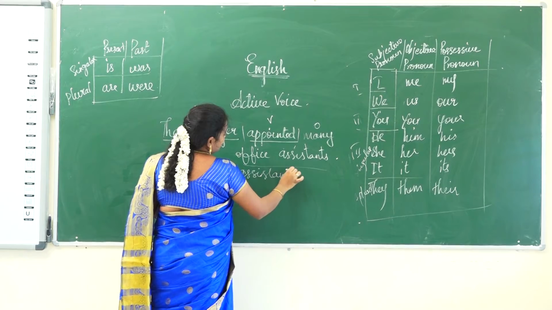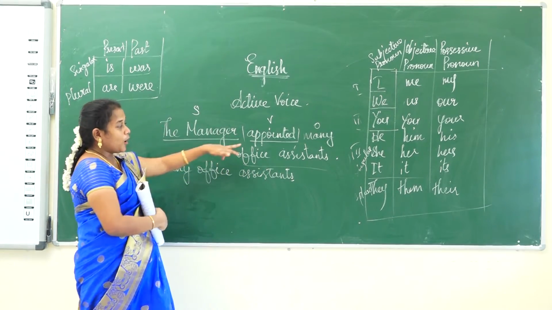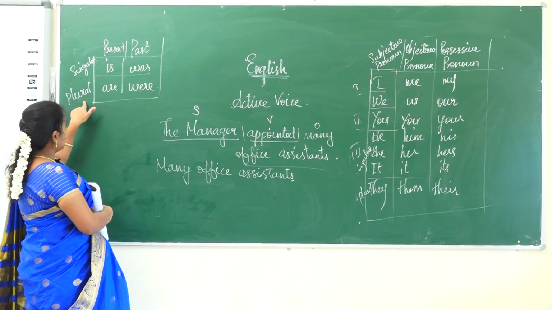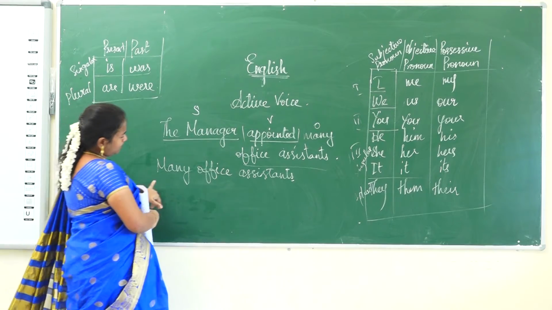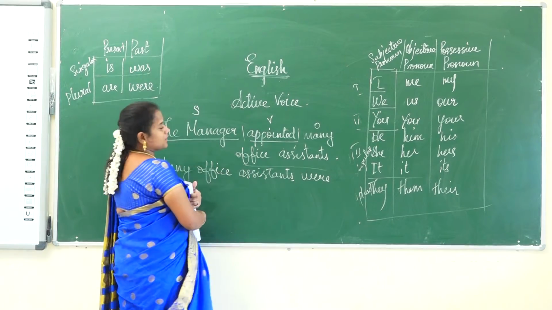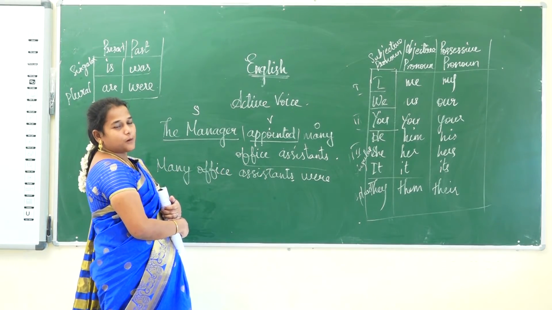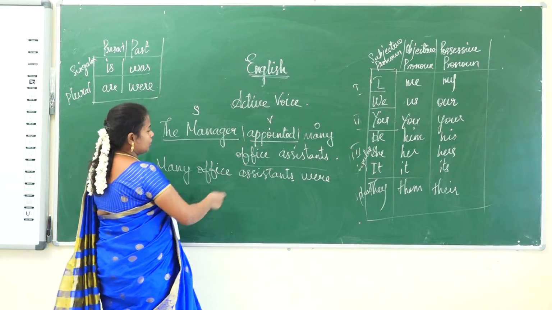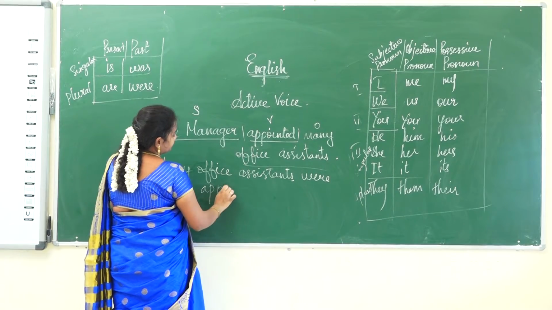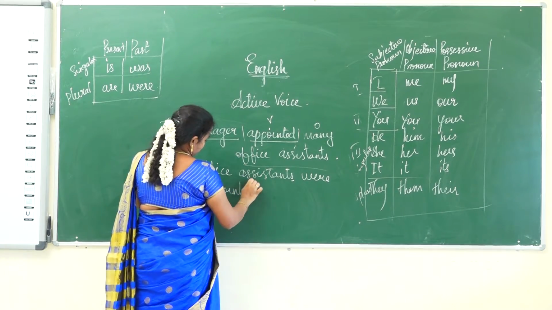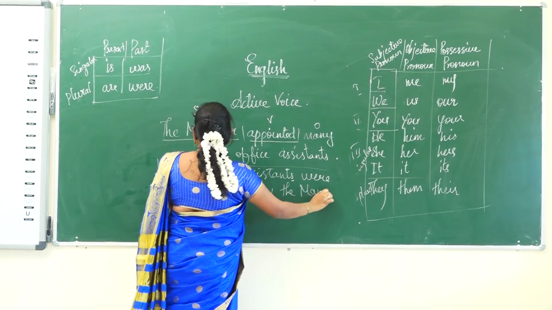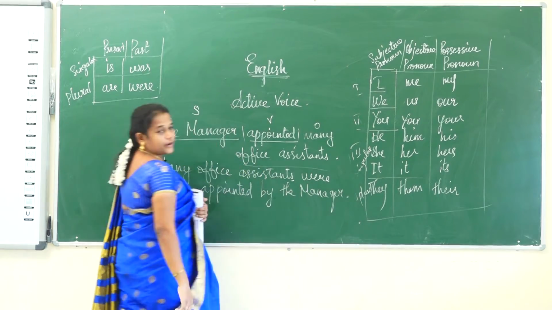Assistants appointed, this is the plural past tense. Which is the plural past tense? Plural past, this is where. So, many office assistants were, and appointed is already in the form of the past participle, a regular verb. So, many office assistants were appointed by the manager. Okay.